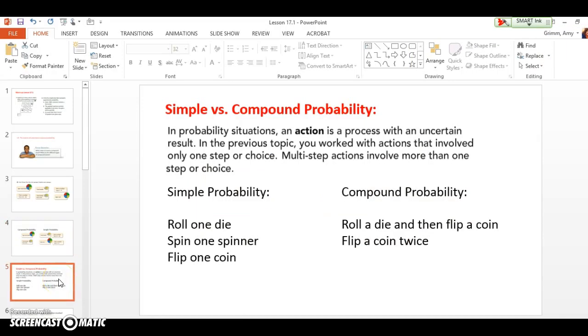So I put some examples on this slide of some different types of simple probability. So roll 1 dice, spin 1 spinner, flip 1 coin, all simple probability. Compound, maybe I roll a dice and then flip a coin, okay, or maybe I flip the coin twice. Those are all compound probability. Anytime I combine two things together, that now becomes compound probability.